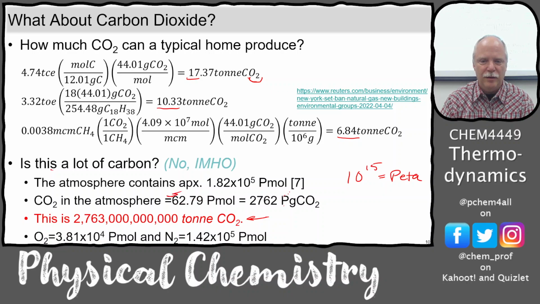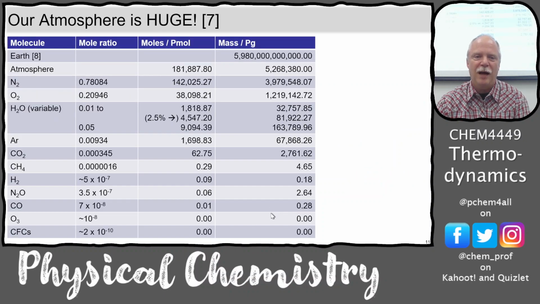This is the number of petamoles of CO2, and this times 10 to the 4th is the oxygen, and times 10 to the 5th is the nitrogen. So let's look at the atmosphere. It's absolutely enormous to think about. So the mass of the Earth, and this is in petagrams, so it's this many times another 15 zeros.